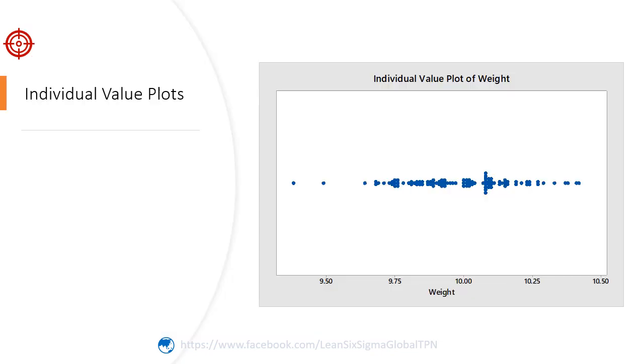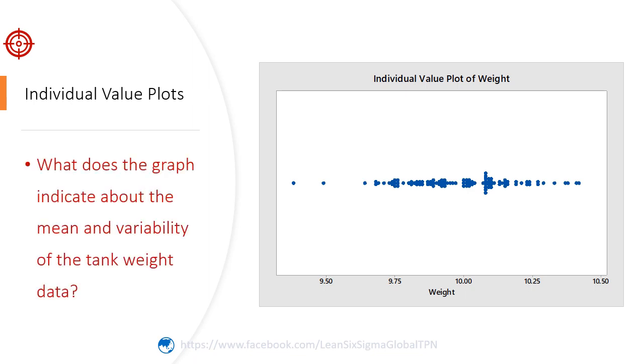First, let's look at an individual value plot of the weight data. So what does this graph tell you about the mean and the variability of the sample data? Okay, so notice that the range of tank weight values, they range from less than 9.5 kg to greater than 10.4 kg.